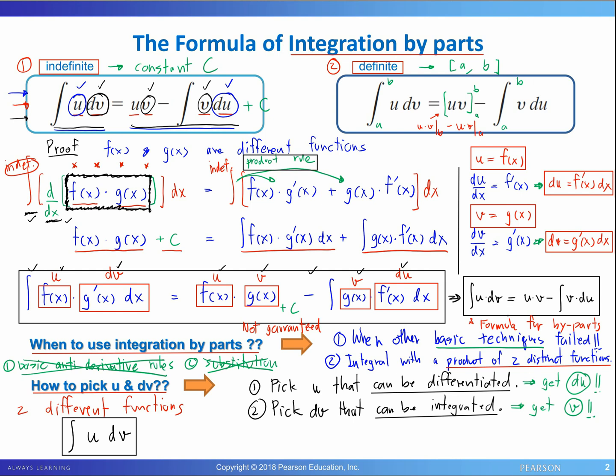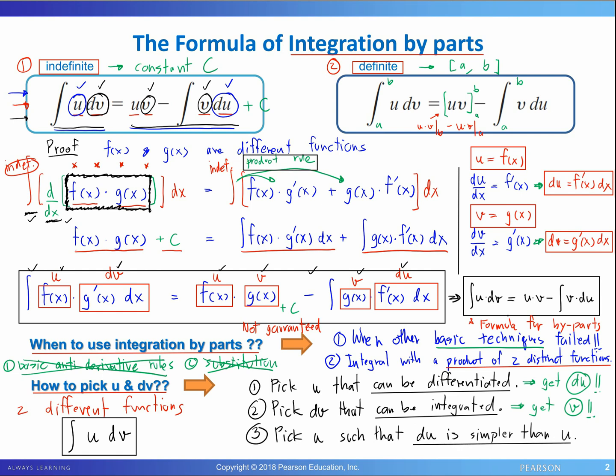Now, sometimes you may run into a situation where both u and v can be differentiated and integrated. In that case, how are we supposed to choose u and dv? And here comes the third guideline, number 3. Pick u such that du is simpler than u.